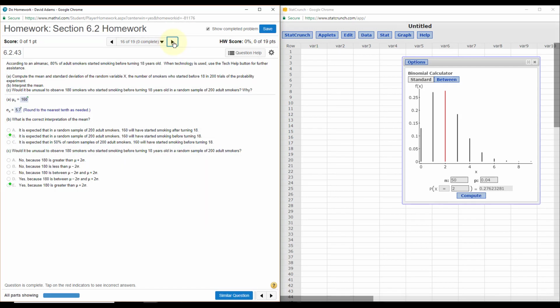So here they want you to look at the mean. Remember, the mean is NP. They want you to look at the standard deviation. Remember, that's the square root of NPQ. Let's talk about that.